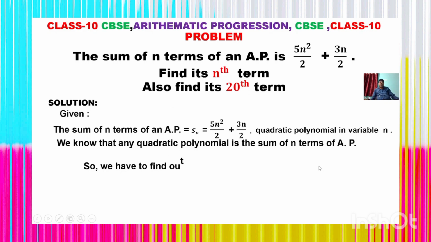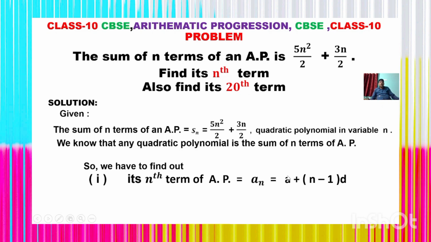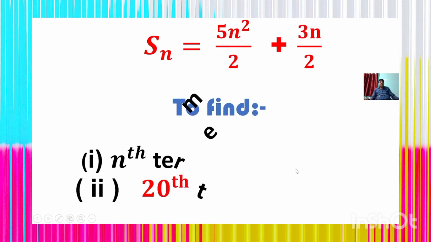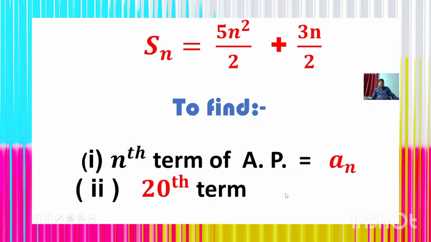And you have to find out the nth term, the general term of the AP, and also the 20th term. So Sn is equal to 5n square by 2 plus 3n by 2, it is given, and you have to find out the nth term of the AP and the 20th term. So dear students, let us take when n is equal to 1.